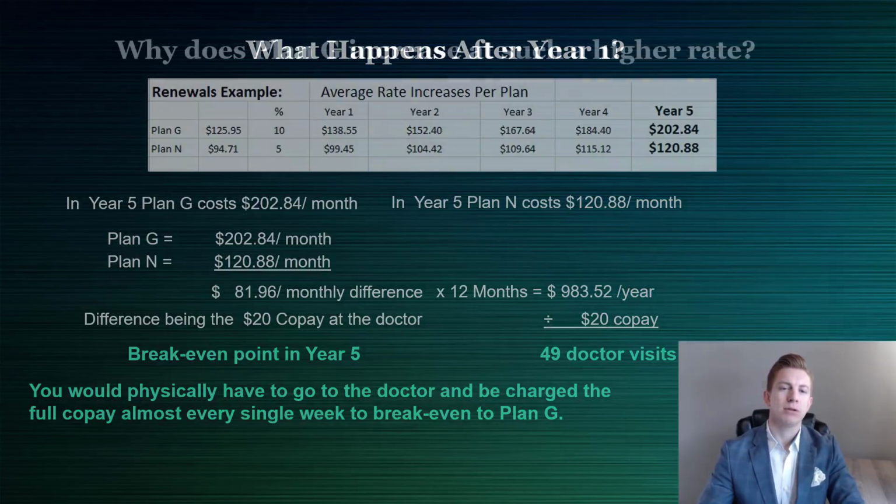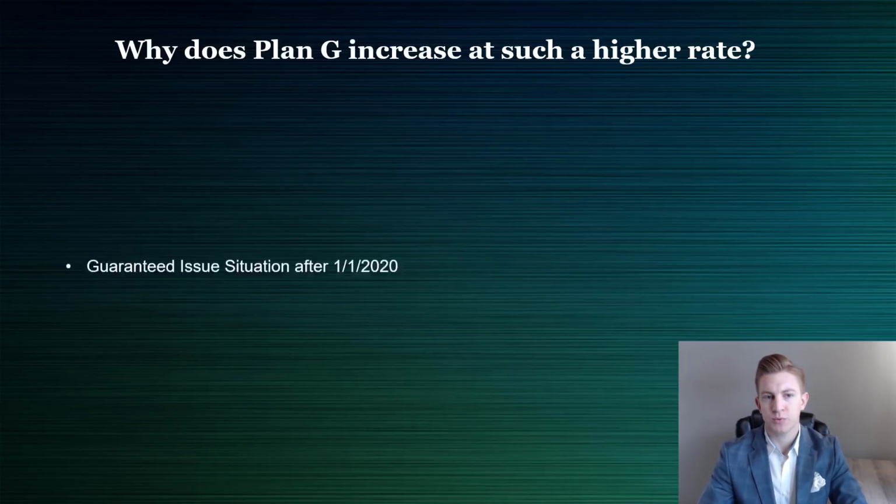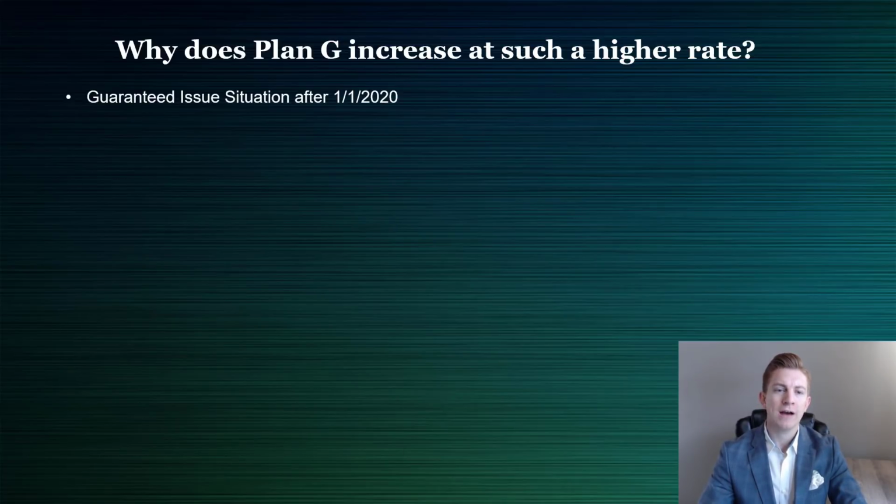So why does that Plan G increase at such a higher rate? Well, there are a few reasons why. One of them is what's called a guarantee issue situation. After January 1st, 2020, people that were new to Medicare can no longer buy the Plan F. The Plan F used to be the guarantee issue plan that folks would go to prior to January 1st, 2020. After January 1st, 2020, if you are new to Medicare or newly eligible for Medicare after that date, the guarantee issue plan is now Plan G.